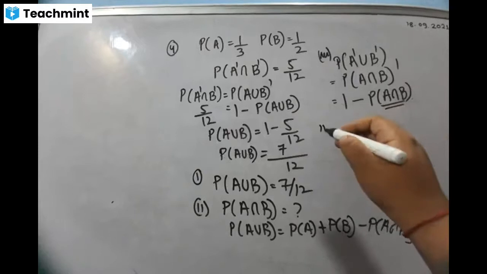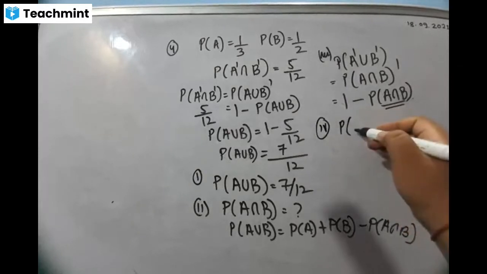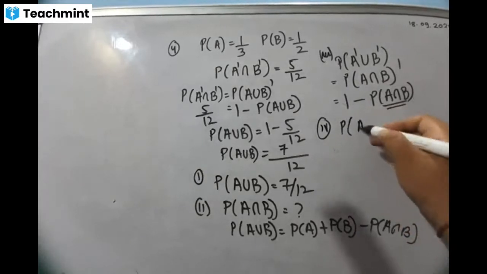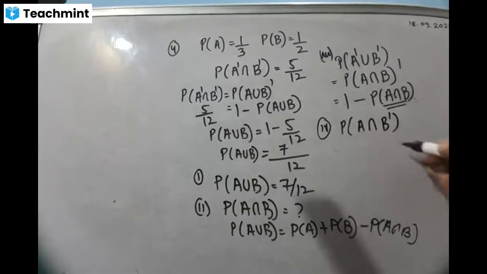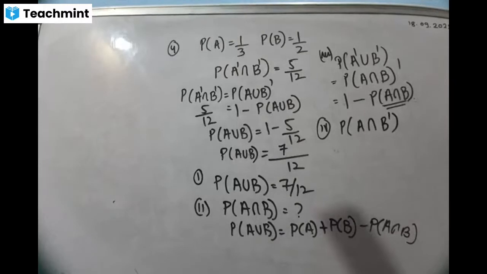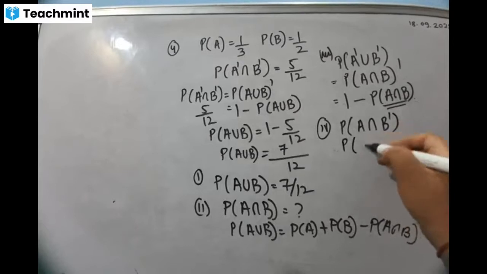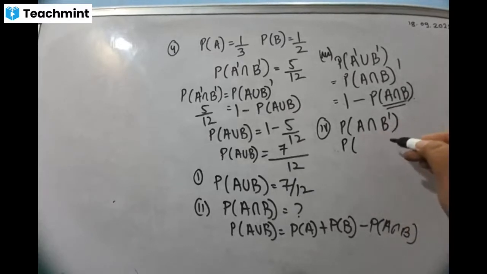Number 4, they have asked probability of A and not B, meaning B complement. So what is A intersection B complement from the Venn diagram which was taught to you? Go through the video once again if you have a problem. A intersection B complement means leaving out B, and the common part of A and B complement is only this part.